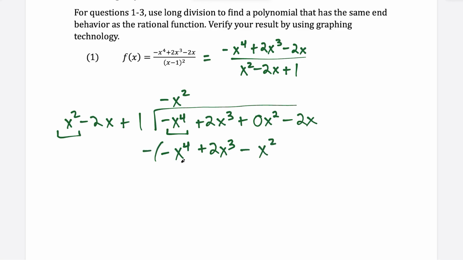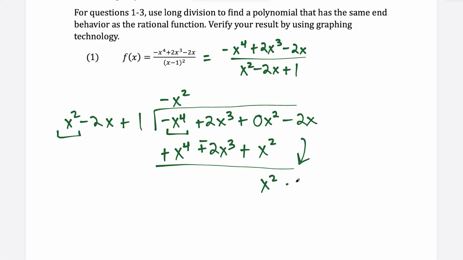And I'm going to be subtracting this polynomial here from what's above. And what happens is the minus goes through and changes the signs of everything on the inside. So I'm just going to change the sign of everything. We have plus x to the fourth, minus 2x to the third, and then plus x squared. So these terms here are just going to cancel out. And then we have 0x squared plus x squared is x squared. And we start this process all over again.